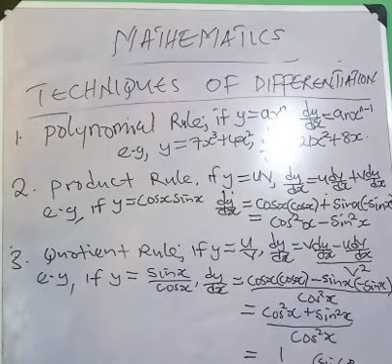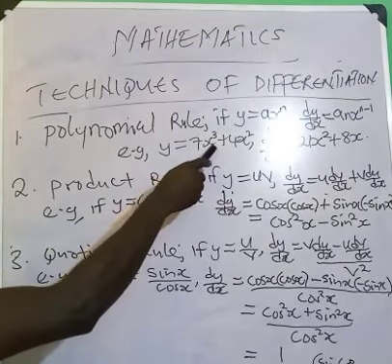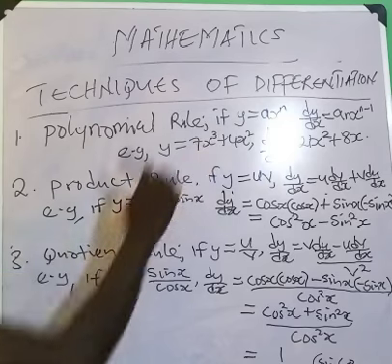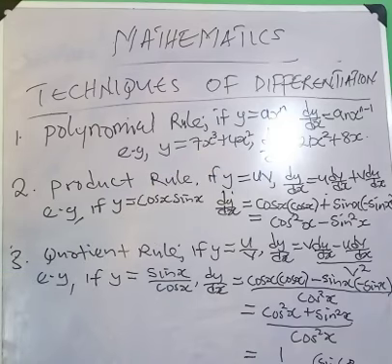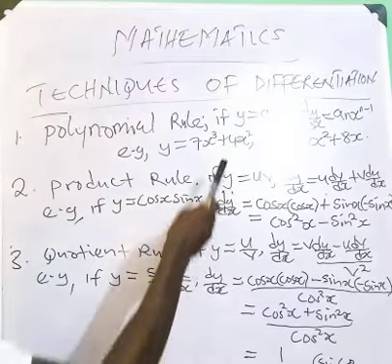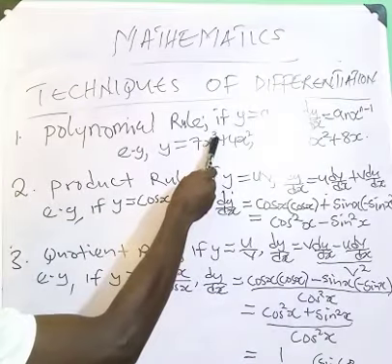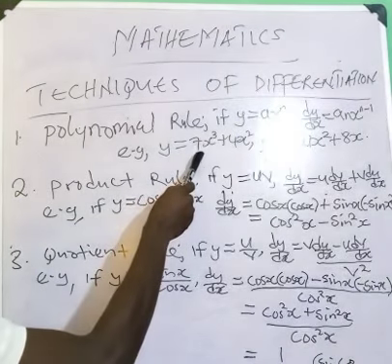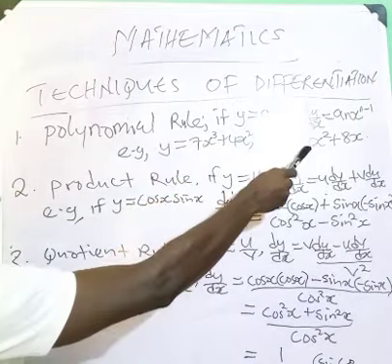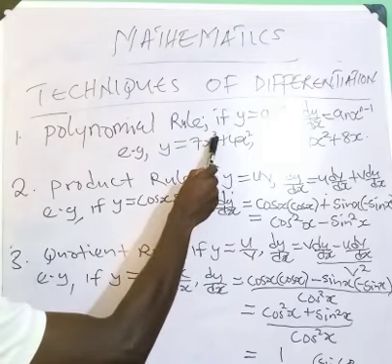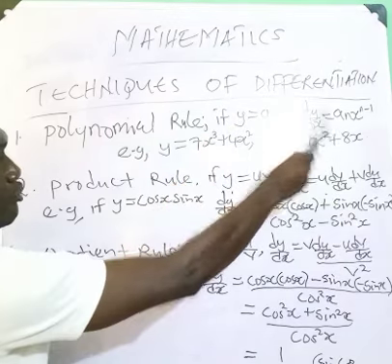Assuming we have a function y equal to 7x cubed plus 4x squared, and I'm asked to differentiate that. Very easy. Applying the rule, the first part, you have n is 3, the coefficient is 7, so 3 times 7 giving us 21. Then you reduce the power by 1, that is 3 minus 1 giving us 2.